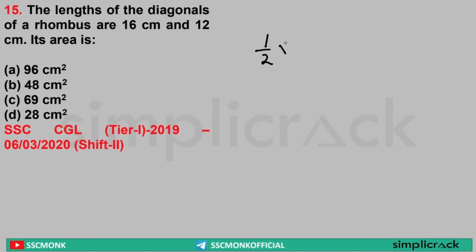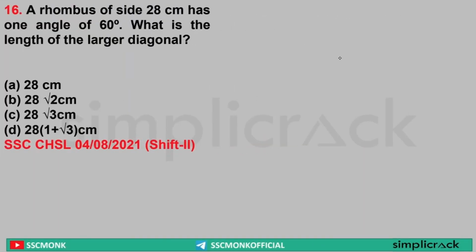Next, the length of the diagonals of rhombus are 16 and 12. Area is equal to half into 16 into 12. 2 6s are 12. 16 into 6 is equal to 96 centimeter square. Next, rhombus side 28 centimeter has one angle 60 degree. Then what is the length of the larger diagonal?